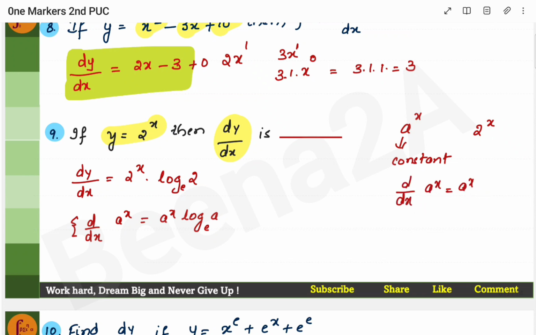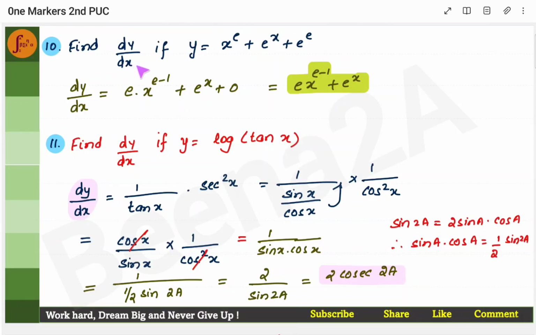It is a to the power x into log a. So instead of a to the power x, we have 2 to the power x. So it is 2 to the power x into log 2, right? Because instead of a, we have 2. So 2 to the power x log 2. That's all. Next problem. Find dy by dx if y is equal to this expression.